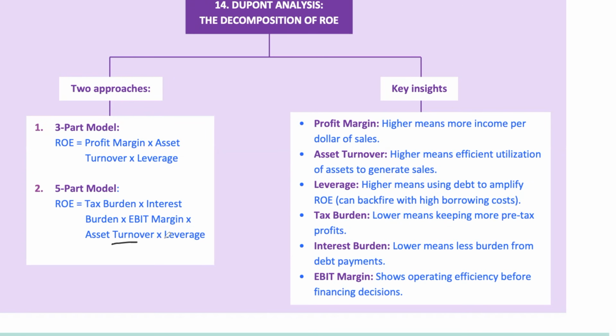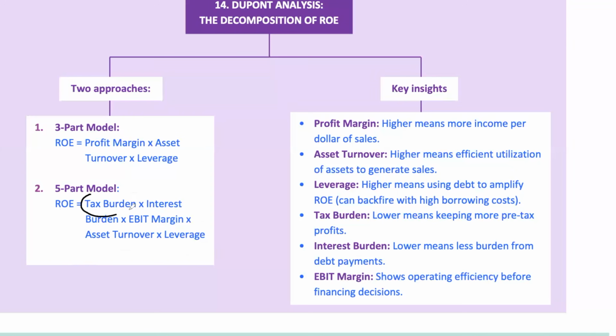EBIT margin reflects the operating margin's effect on ROE. Total asset turnover, revenue divided by average total assets, indicates how efficiently assets generate sales. Leverage, average total assets divided by average total equity, shows the degree to which a company is using borrowed money. If you remember these components, you'll have a solid grasp of what's driving a company's ROE.